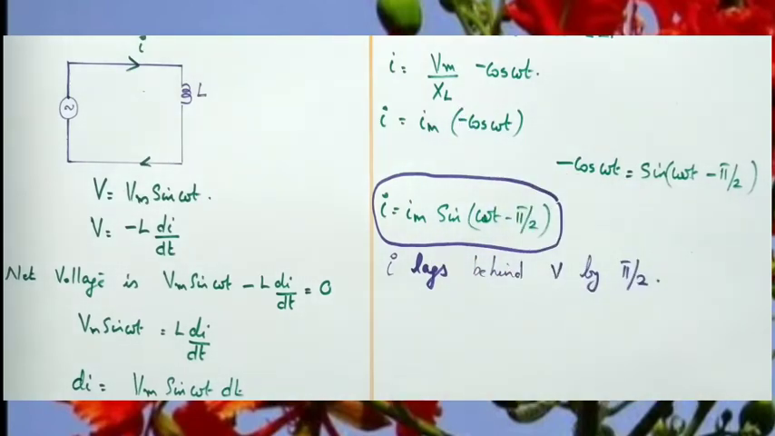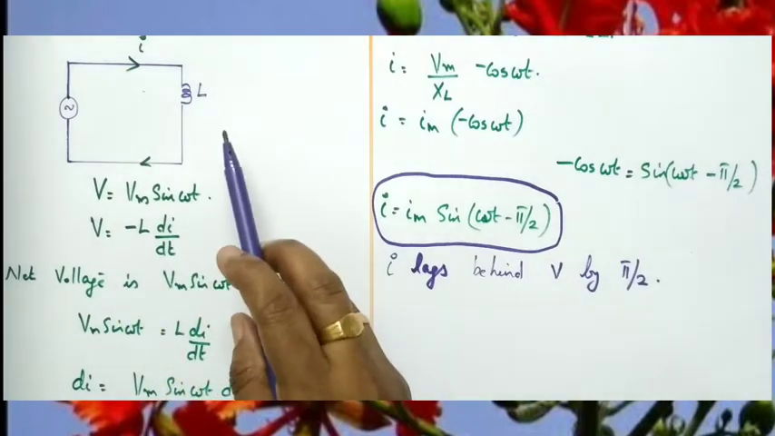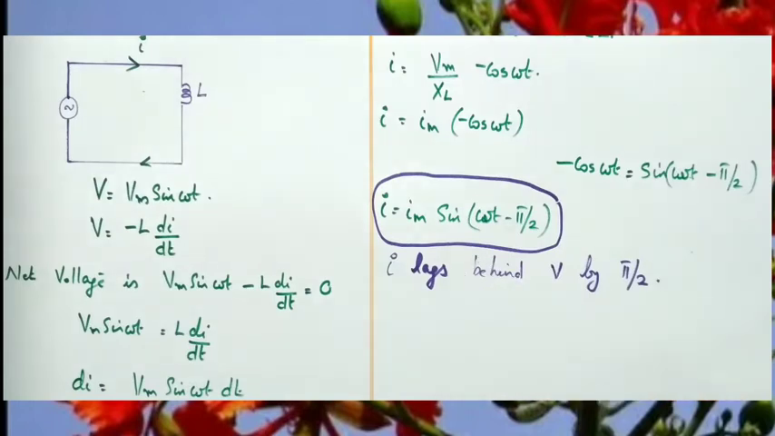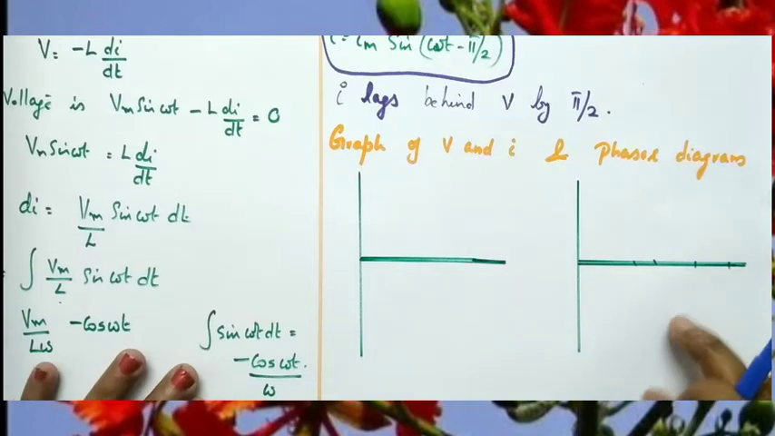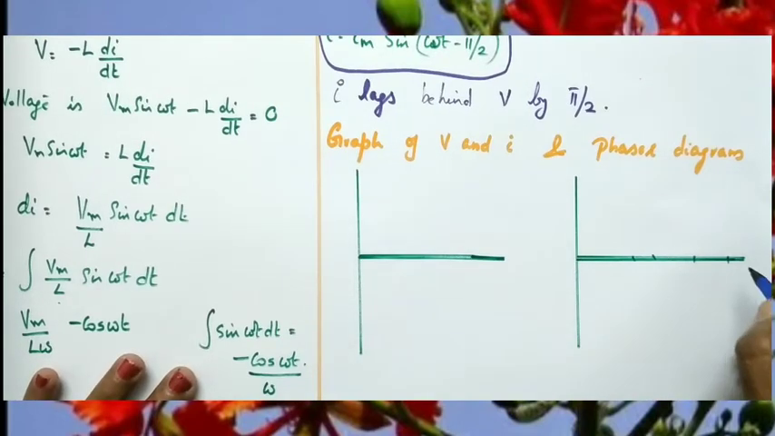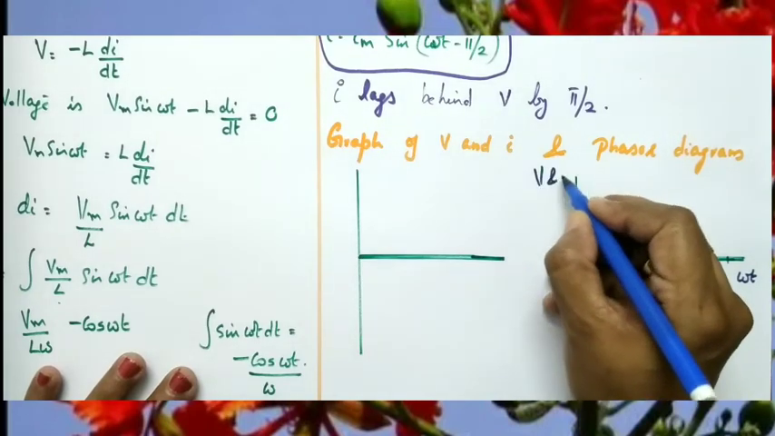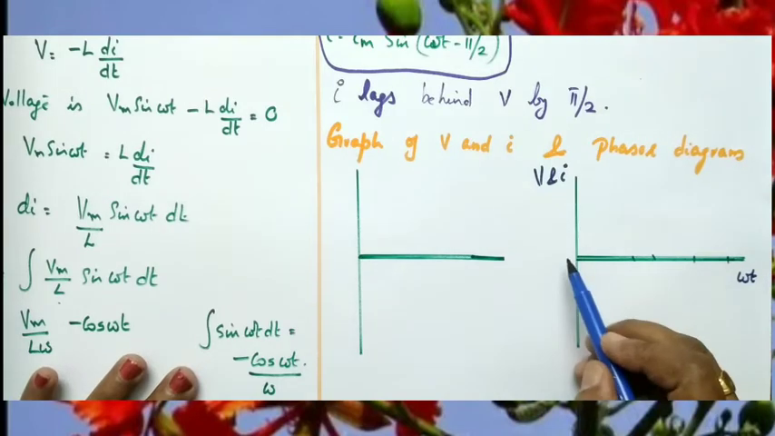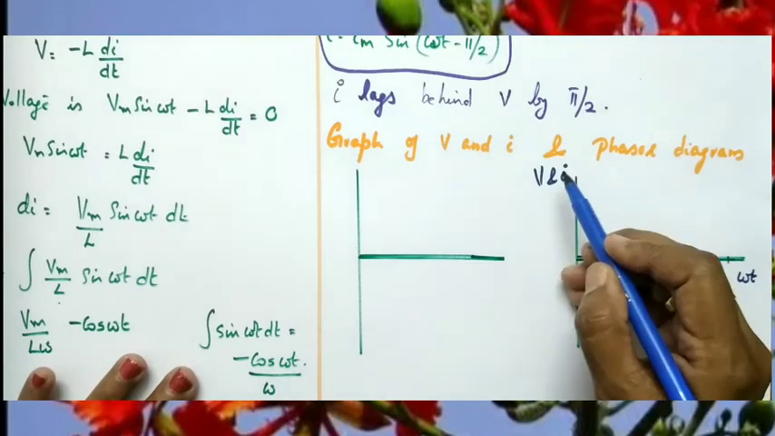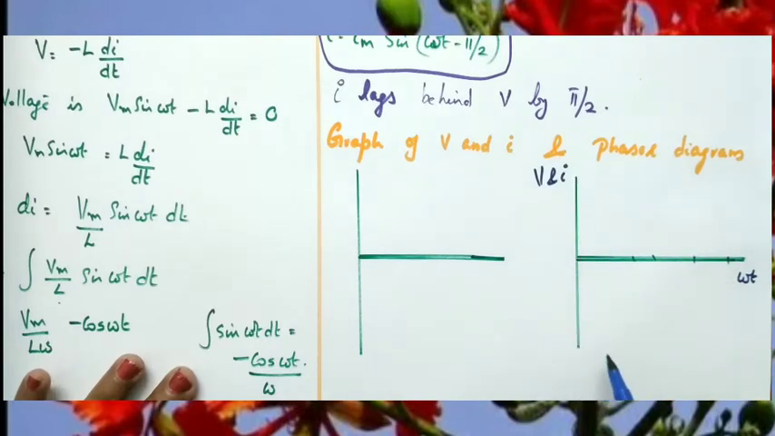So, what happens when AC voltage is connected to an inductor? When an AC voltage is connected to an inductor, current lags behind voltage by an angle pi by 2. Now, we can draw the graphical representation and the phasor diagram. Here we can draw the graph. A graph is plotted with omega t along the x-axis, and AC voltage and current along the y-axis.